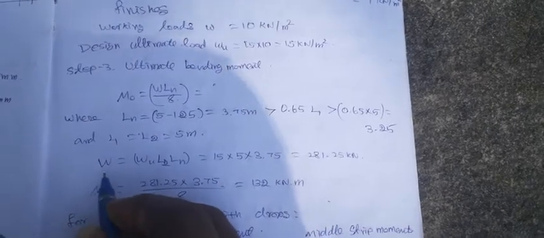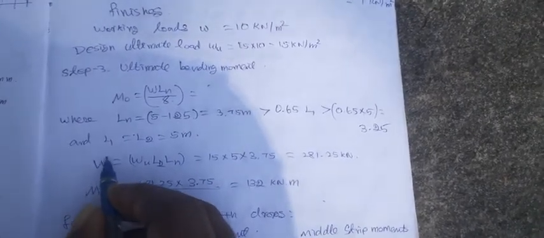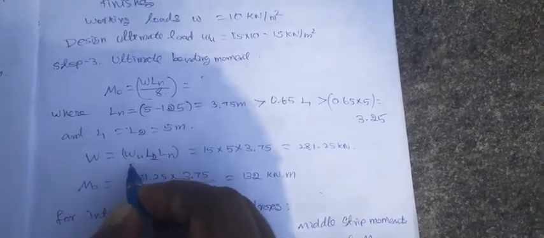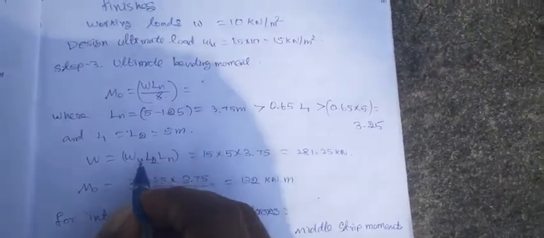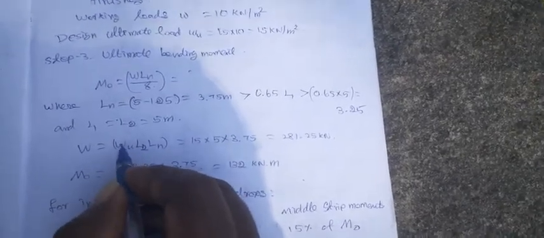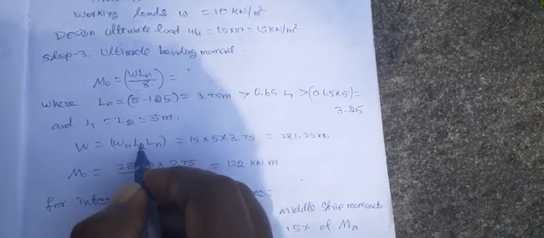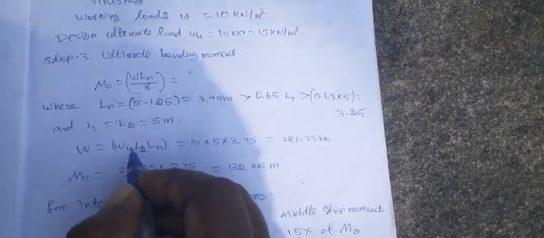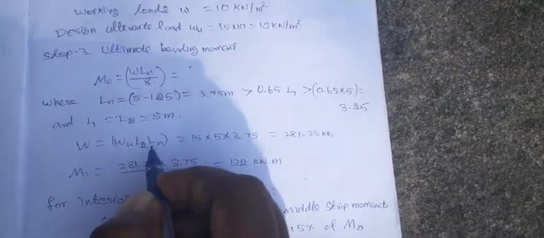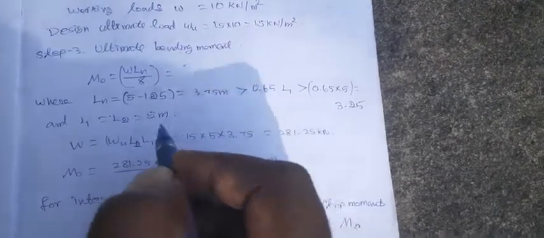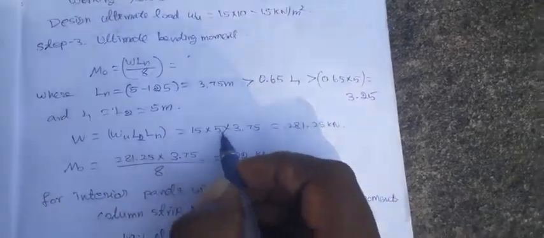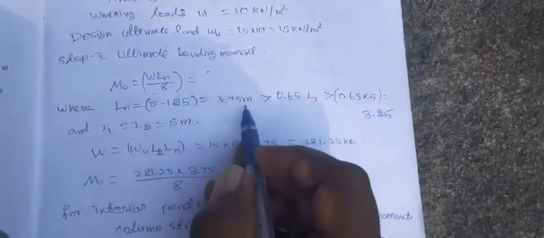Next is the total load. Total load means W. The load W is nothing but the uniformly distributed load into the area. The uniformly distributed ultimate load is WU, and already we know it is 15. Then L2 and Ln give the size of the interior panel, whose loads are going to act on that particular column. So W is 15 into 5 into Ln, which is 3.75 meter.